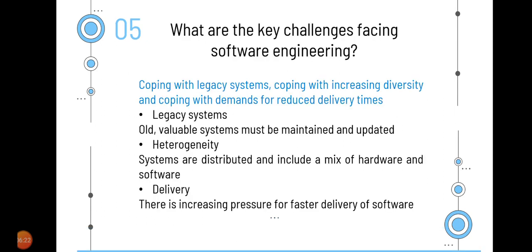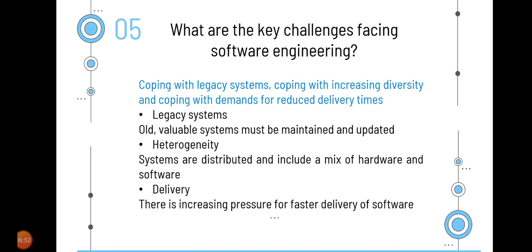So, what are the key challenges facing software engineering? Basically, coping with legacy systems and increasing diversity, as well as the demands for reduced delivery times, form the key challenges to software engineering. Talking about legacy systems, it means old and valuable systems must be maintained and updated.